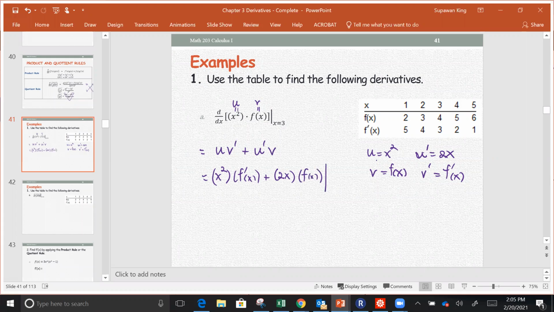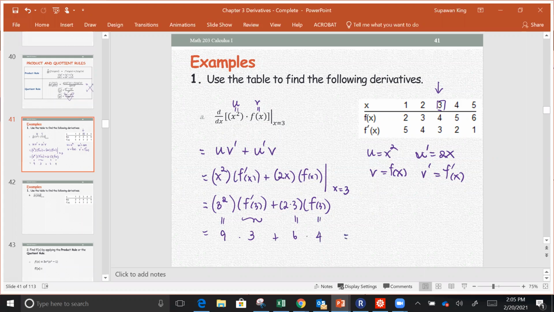Evaluate when x equals 3. Replace x with a 3. We have 3 squared multiplied by f prime at 3 plus 2 times 3 multiplied by f at 3. 3 squared is 9. The f prime at 3: look at the table where x equals 3. The f prime at 3 is 3. Plus 2 times 3 is 6. And f at 3 is 4.